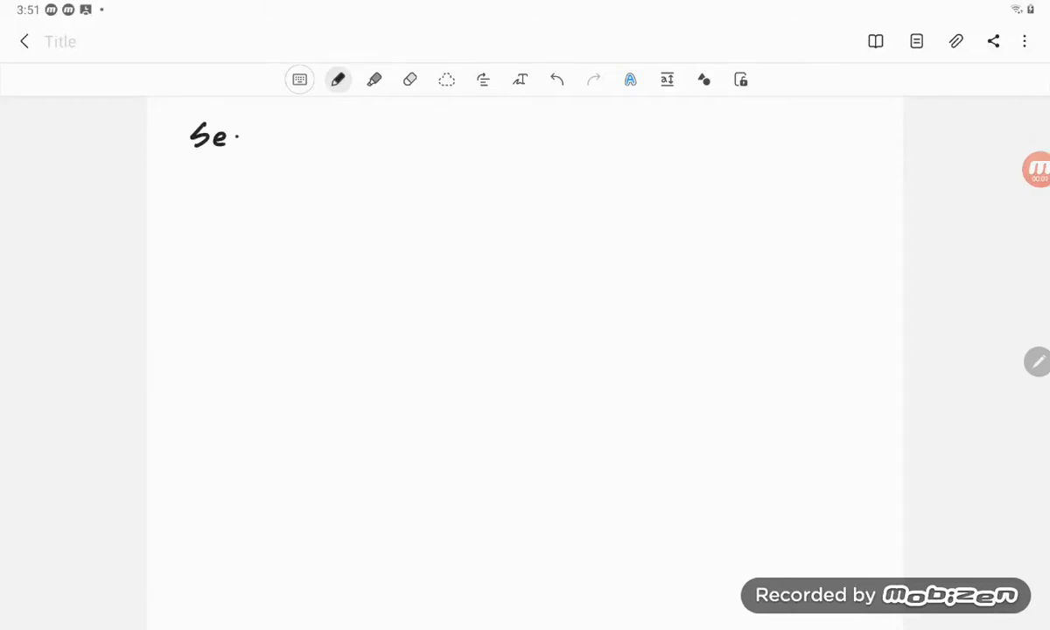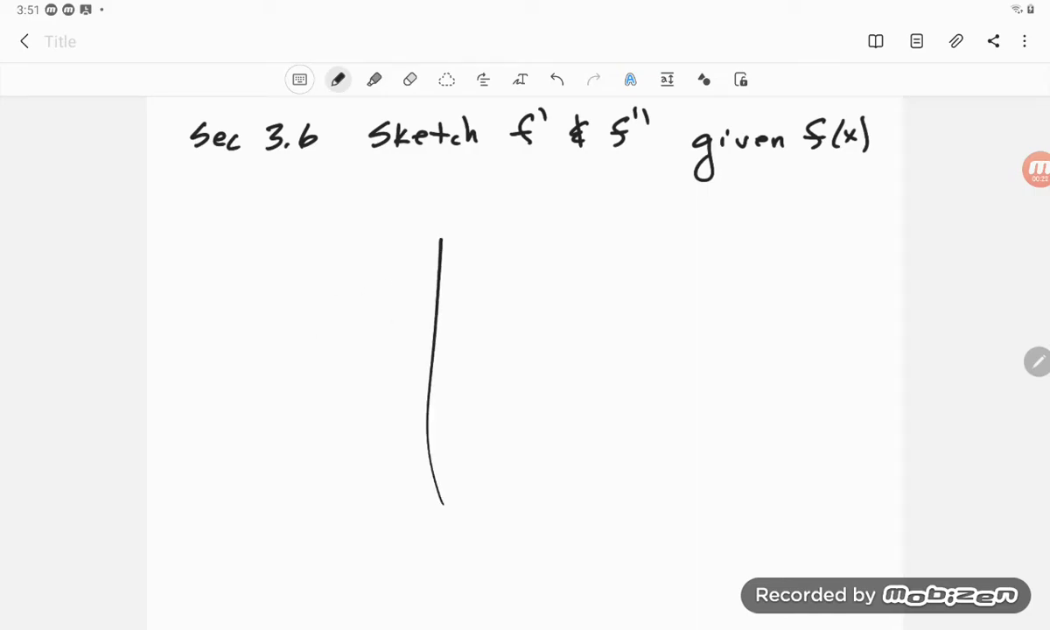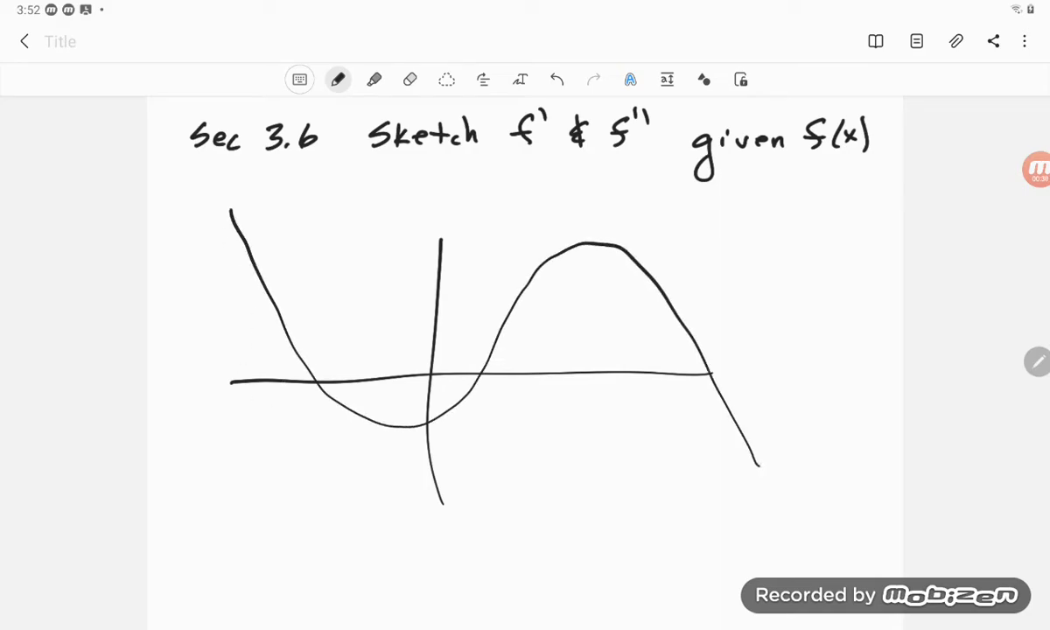Okie doke, here is section 3.6, and this one will sketch f prime and f double prime given f of x. So, if I'm given, say, the function f of x, and maybe it looks something like this. So there's f of x.